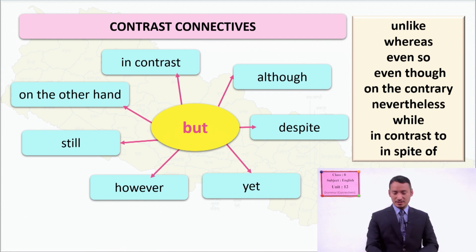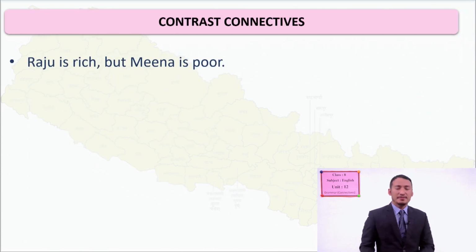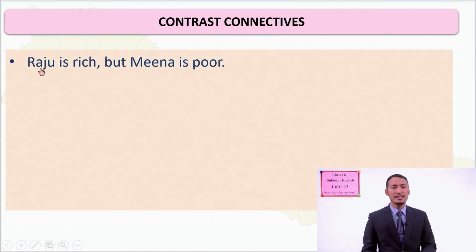Okay, students? So you can use them and see their use. Let's see here for understanding them better. So among contrast connectives, but is used here. Raju is rich, but Meena is poor. Okay, here you can see the difference. Someone is rich and another one is poor.